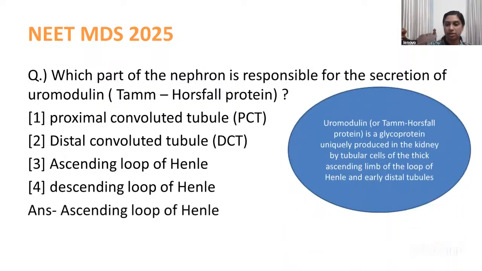Ascending loop of Henle. Uromodulin or Tamm-Horsfall protein is a glycoprotein. It's produced by the kidney tubular cells of the ascending limb of loop of Henle. The thick portion of the ascending limb of loop of Henle cells produce uromodulin or Tamm-Horsfall protein. Also, some amount is produced by the early distal tubules.